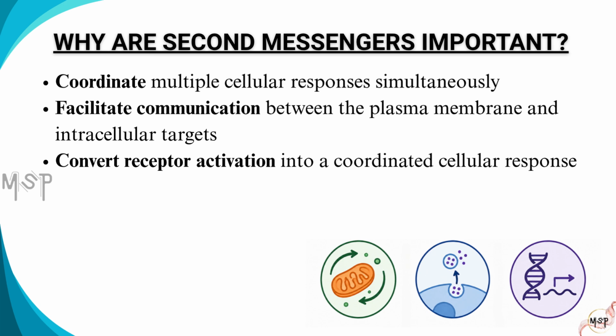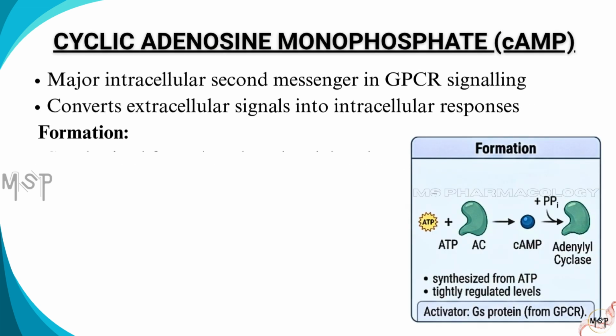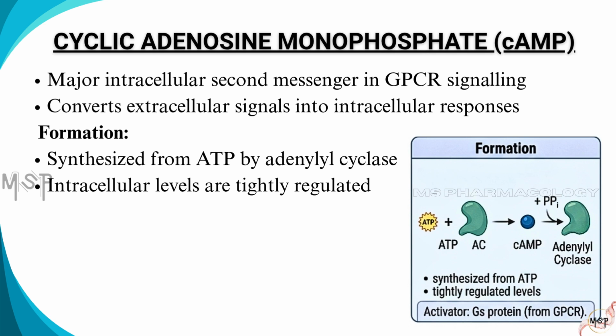Without second messengers, receptor activation would remain restricted to the membrane and would not produce effective intracellular responses. Instead, second messengers allow a single signaling event to be translated into a coordinated cellular response. Let us begin with one of the most important second messengers in biology, cyclic AMP.